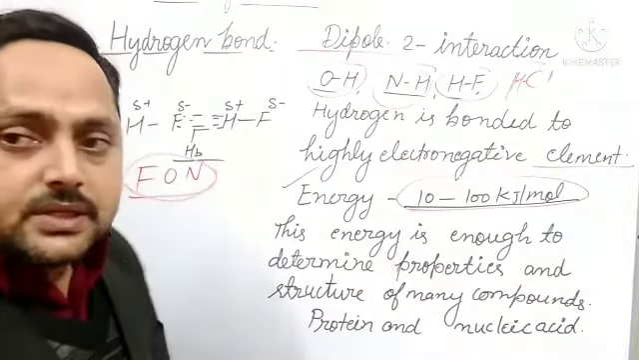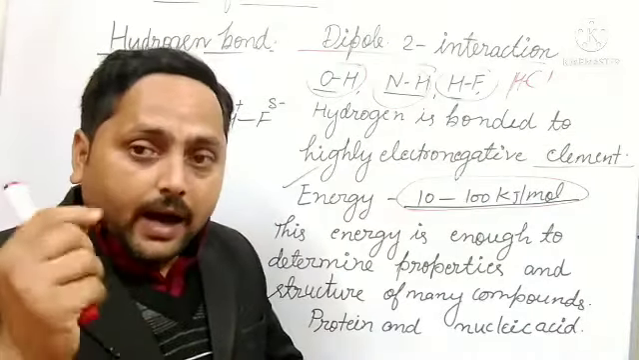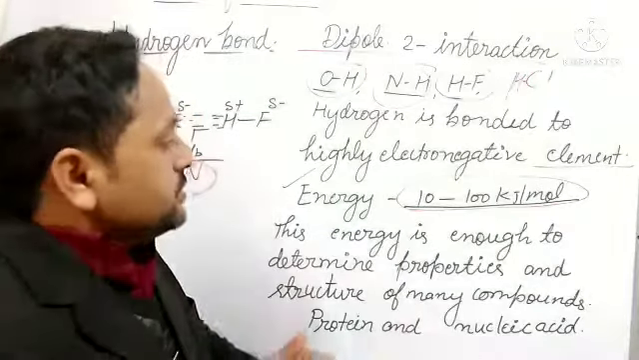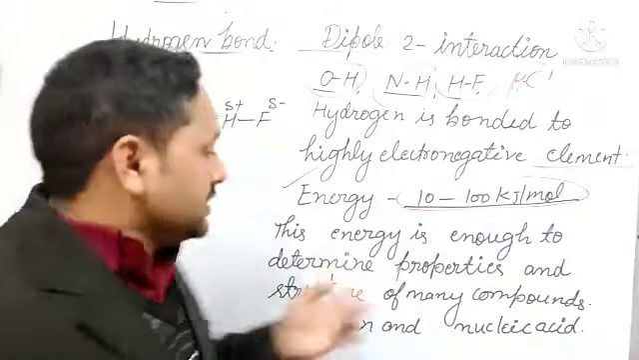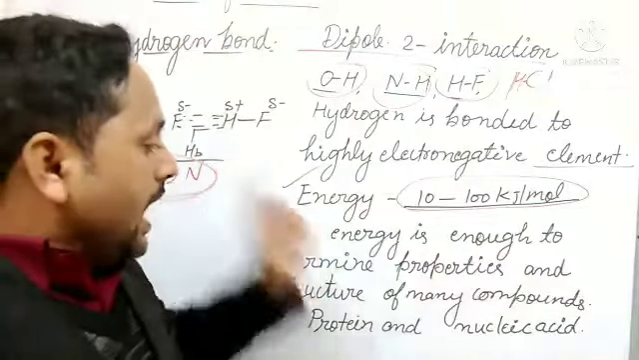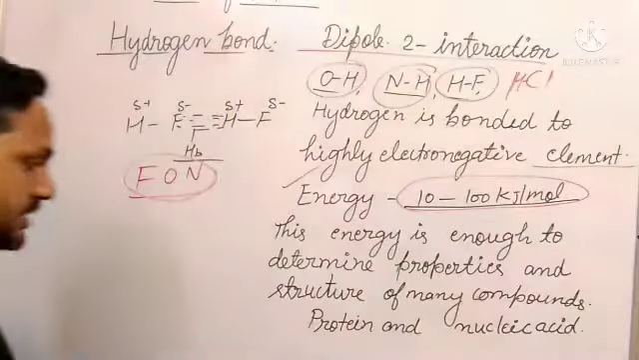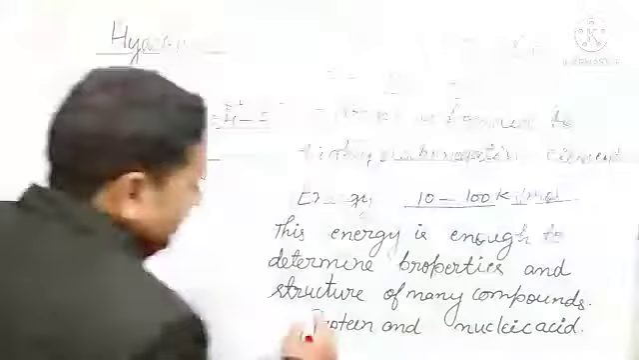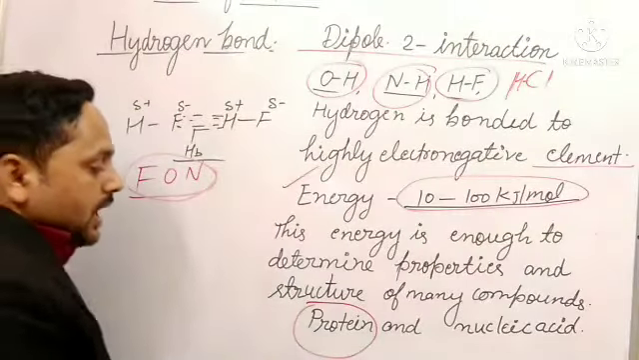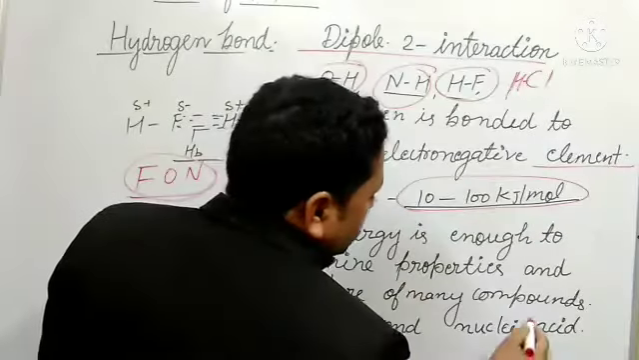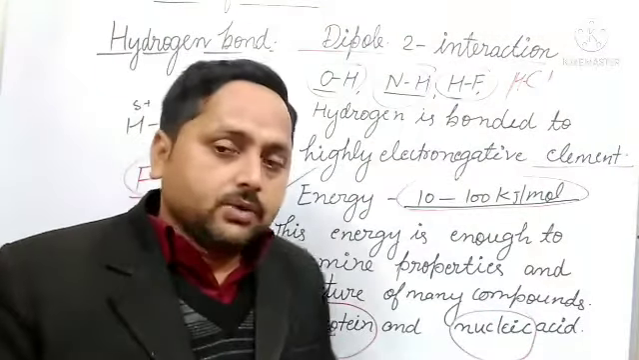The energy released during the formation of a hydrogen bond is 10 to 100 kilojoule per mole, and this energy is enough to determine the structure and properties of molecules. Some examples I have taken here: the structure of protein is due to hydrogen bonding, and nucleic acids also have a fixed structure due to hydrogen bonding.